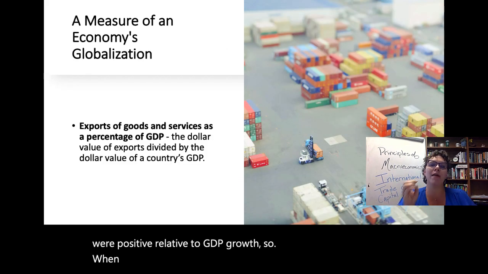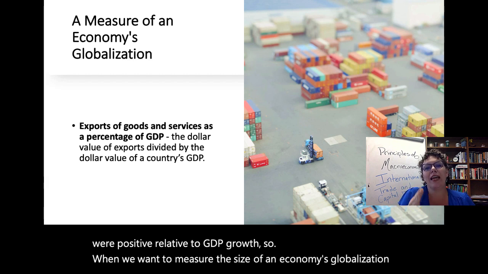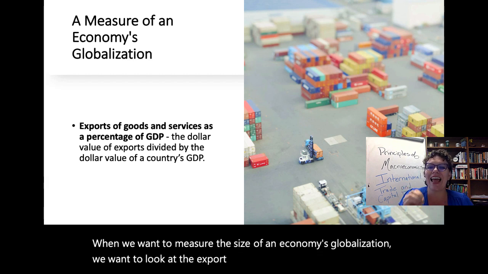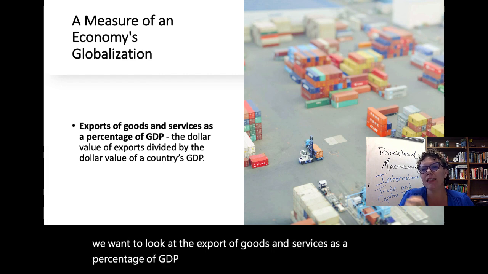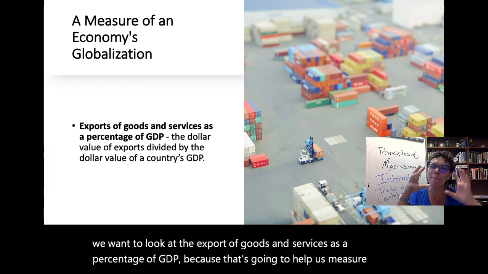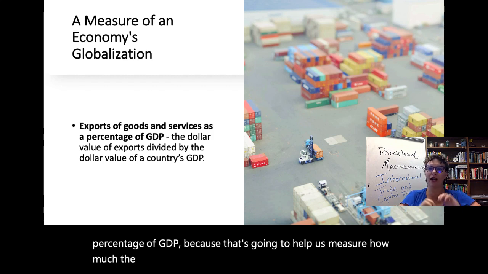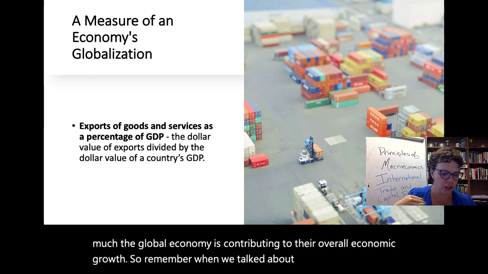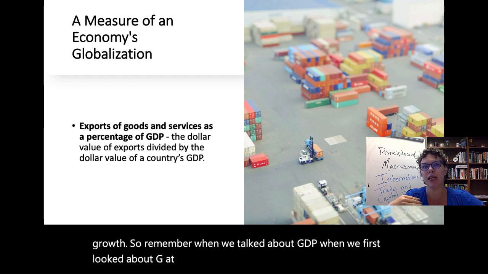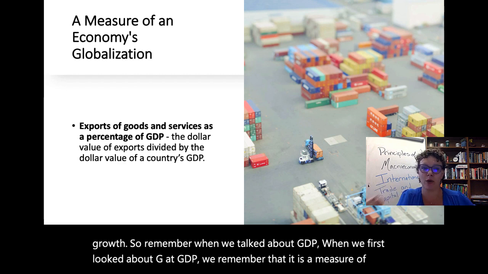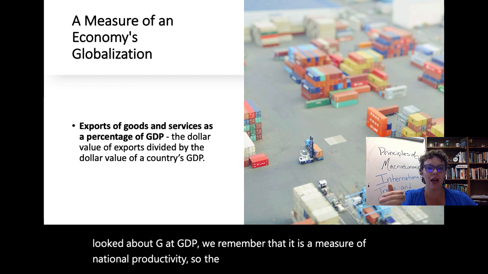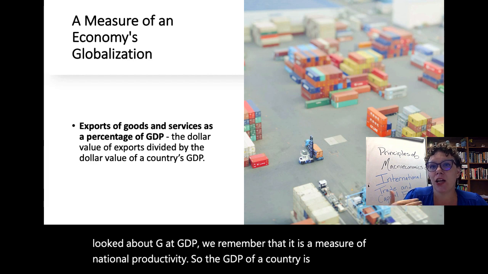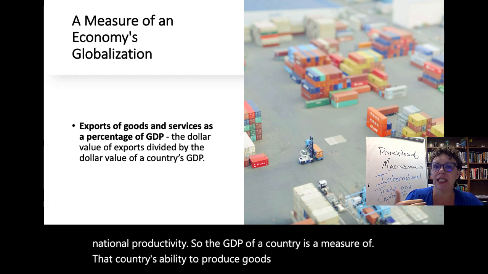So when we want to measure the size of an economy's globalization, we want to look at the export of goods and services as a percentage of GDP, because that's going to help us measure how much the global economy is contributing to their overall economic growth. So remember, when we first looked at GDP, we remember that it is a measure of national productivity. So the GDP of a country is a measure of that country's ability to produce goods and services in a given period.